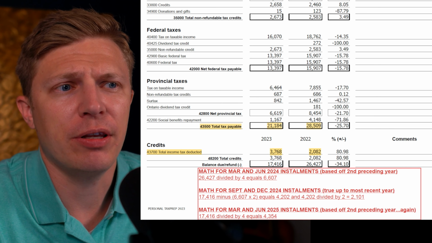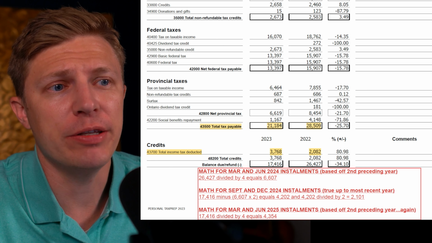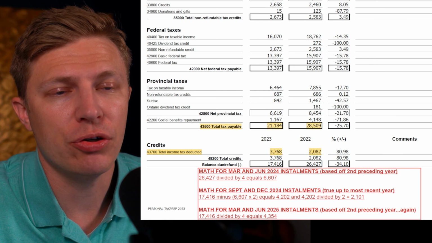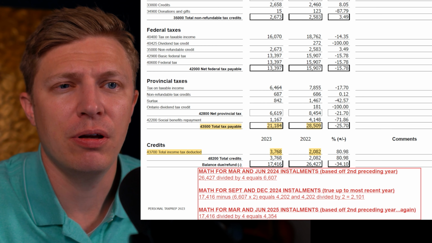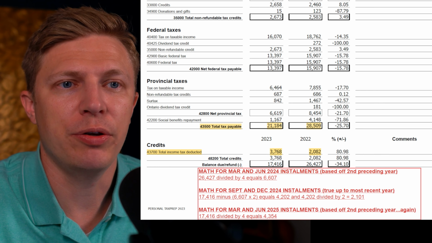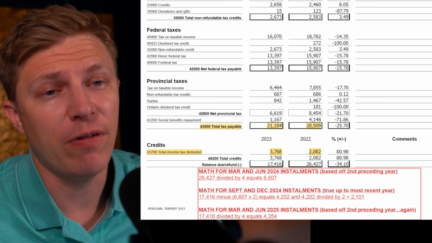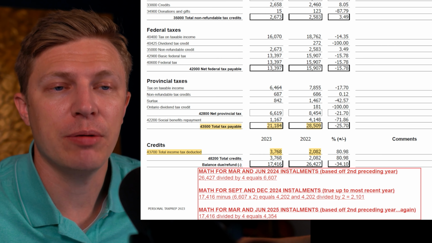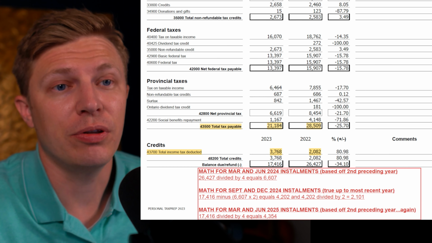The other interesting thing, once you start to understand where this is all coming from, is that if you're sitting here in March or April of 2024 and you've just filed your 2023 tax return, you can already at that moment in time identify what your March and June installment payment requirements for 2025 are going to be, because it's the same logical flow. You look at the second preceding year, and 2023 is the second preceding year to the year 2025.